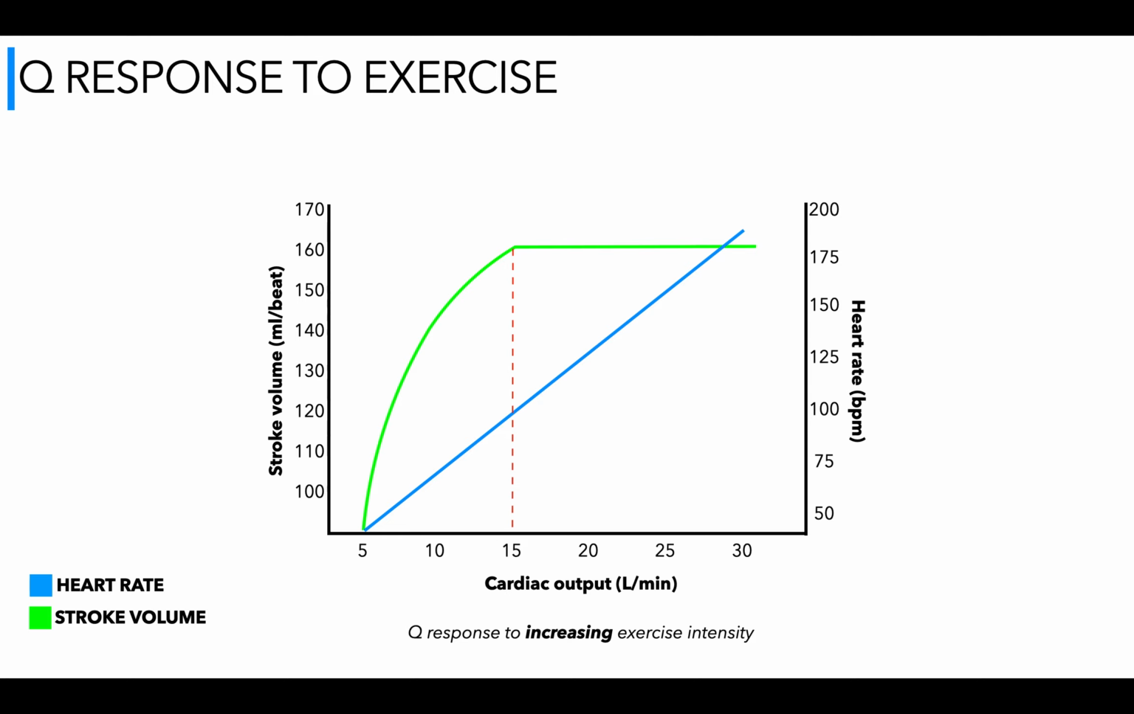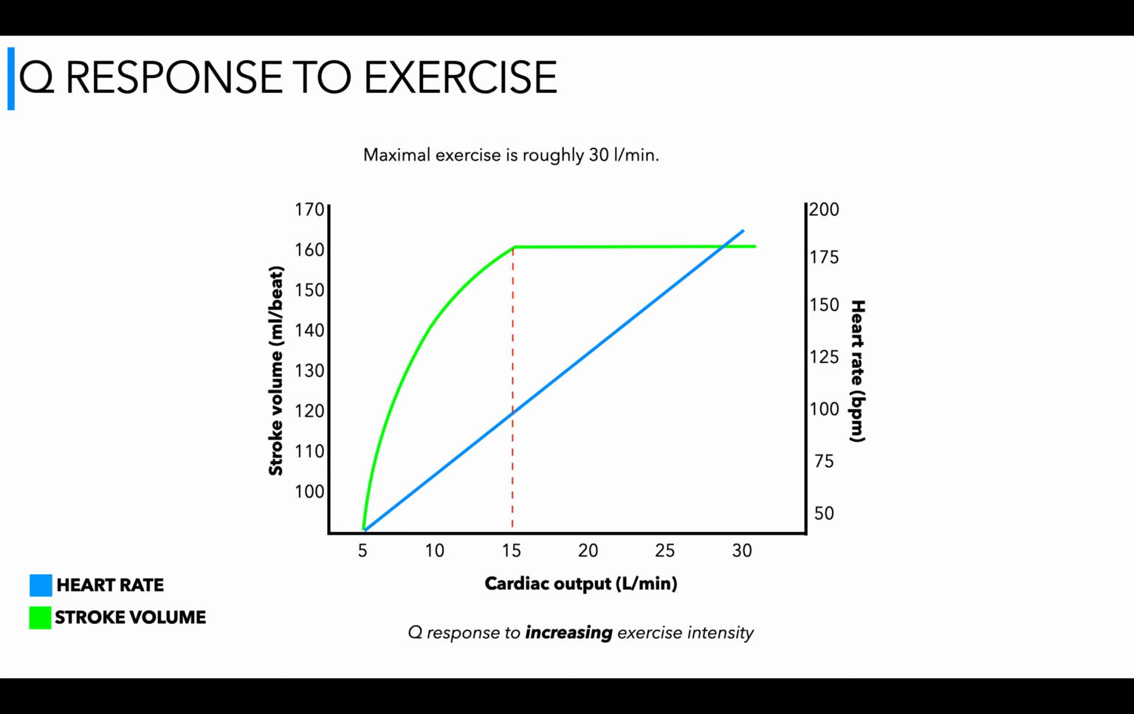So an increase in heart rate, okay, more rapid firing of the conduction system, takes us the rest of the way to get up to that 30 litres per minute. Okay, but the stroke volume will not increase from that 160 milliliters per beat, as you can see on the graph. Okay, it will not increase. So maximal exercise is roughly 30 litres per minute.